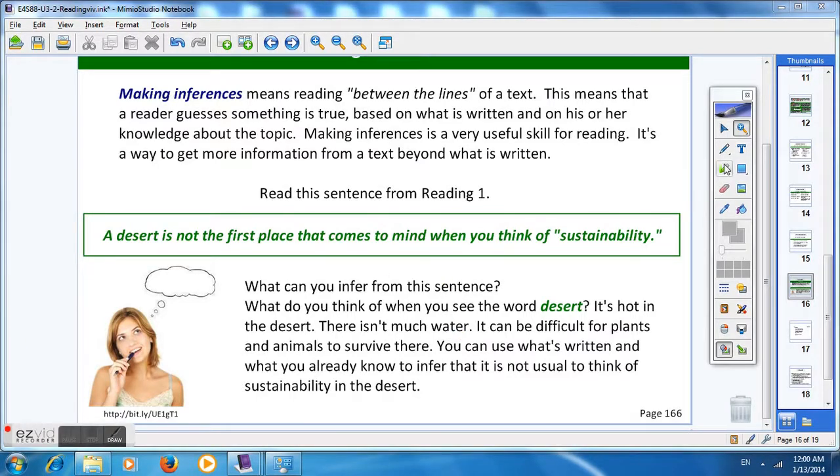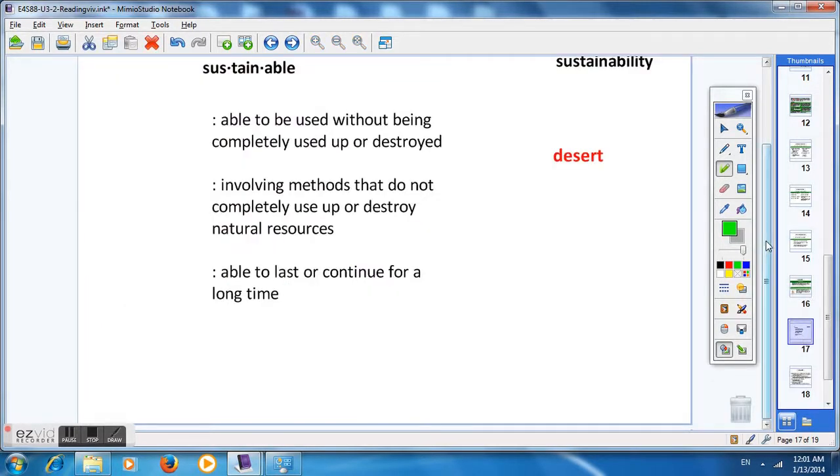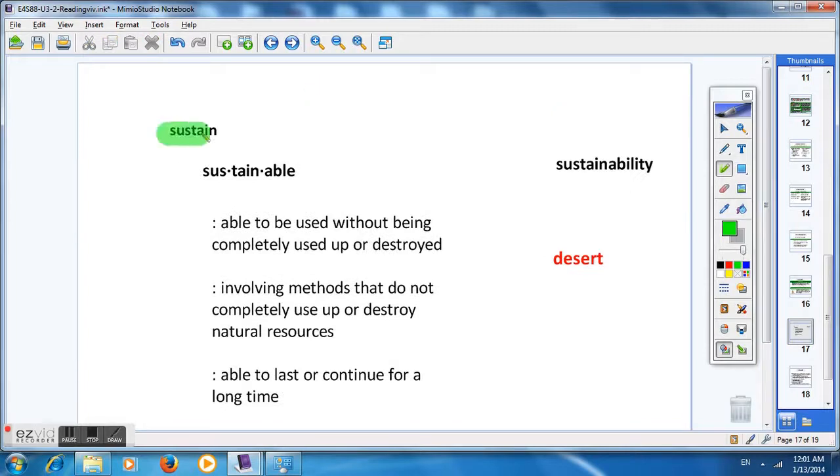The question asks the word infer. This is the verb form, right? And the noun form is inferences. So making inferences, so you infer. Let's talk about this one. The word is sustain. You have sustainable, you have sustainability. We have the word on the previous page. If we talk about sustainability, the root word of that is the verb sustain. You add able and that becomes sustainable.